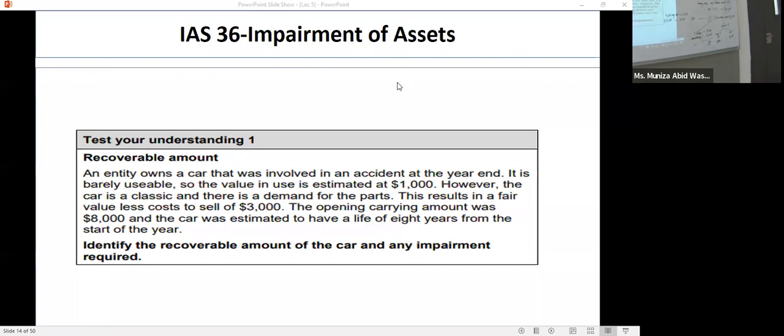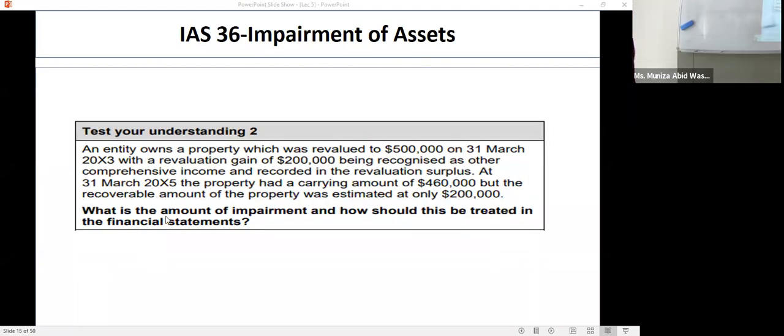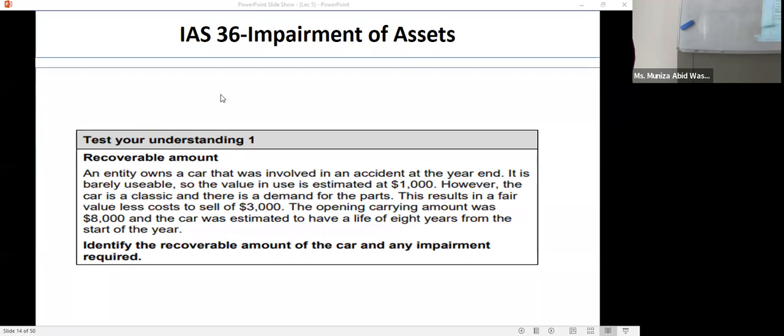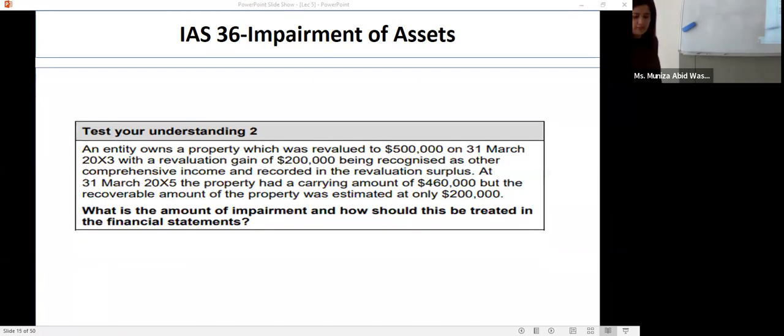Shall we move on? Now, students, do you want to do it, Rabia? Okay, sure. Quickly do. Finished? Great. Now, students, understanding number 2. What is the amount of impairment and how should this be treated in the financial statements? Again, you are required to calculate the amount of impairment. Do it, students.